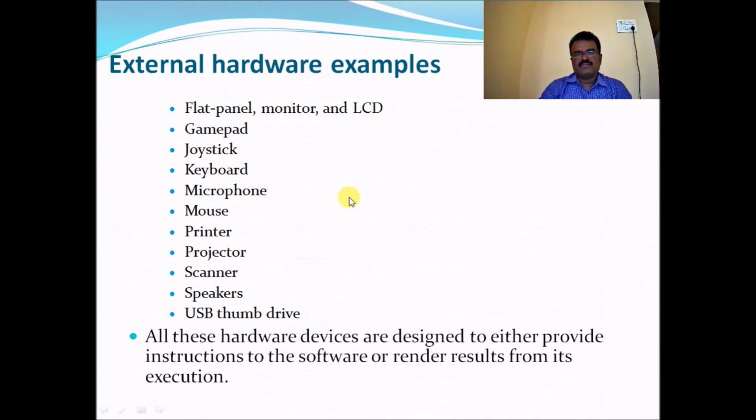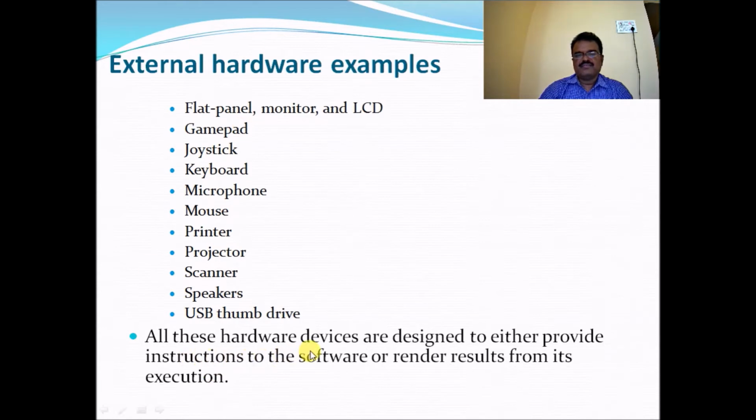So external hardware examples: flat panel monitor, normal monitor, LCD monitor, and gamepad, joystick, keyboard, microphone, mouse, printer, projector, scanner, speakers, USB thumb drives, etc. These are all peripheral devices because these devices are connected to the computer base externally. So these are called external hardware.